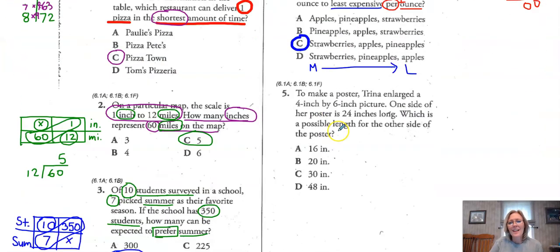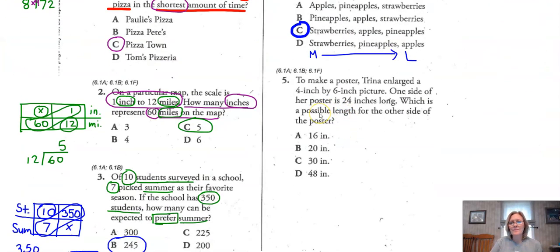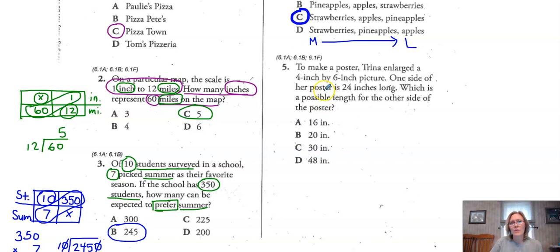All right, last question for the day. Remember, we're working on rates and ratios today. To make a poster, Trina enlarged a 4-inch by 6-inch picture. One side of her poster is 24 inches long. What is a possible length for the other side of the poster? Okay, so we have to find a length that would be logical here, or possible to happen.